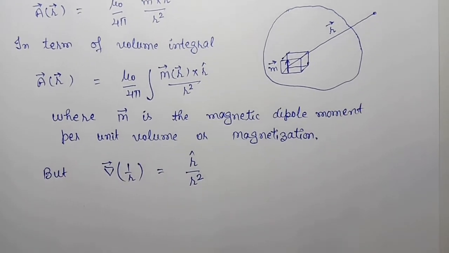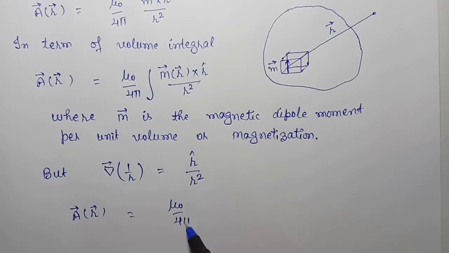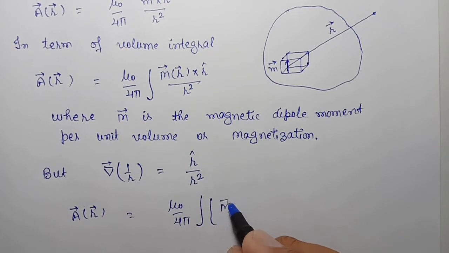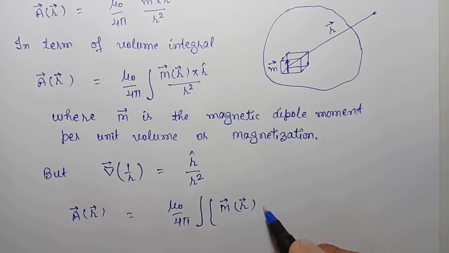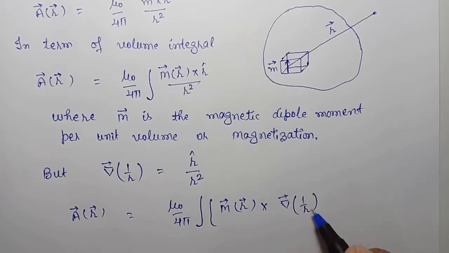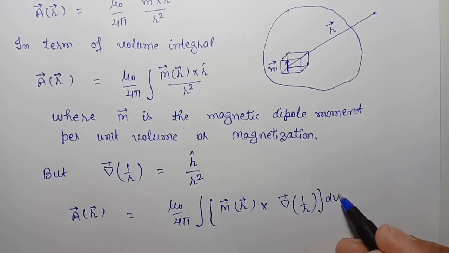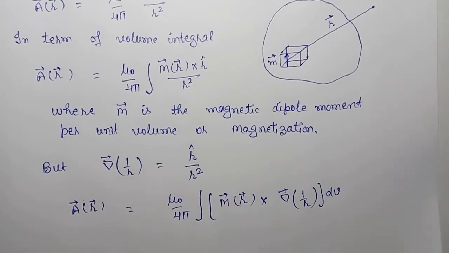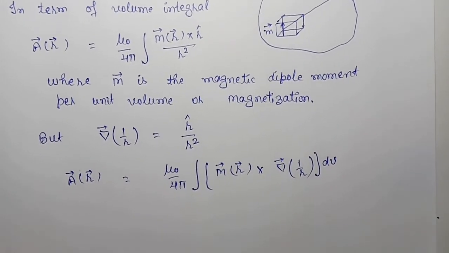So now we can write the above equation as this, that is vector A of r equals mu naught over 4 pi, and here we can write M vector r cross gradient of 1 by r, and here we have a volume integral over V. Okay, now to solve this we will use a vector identity.